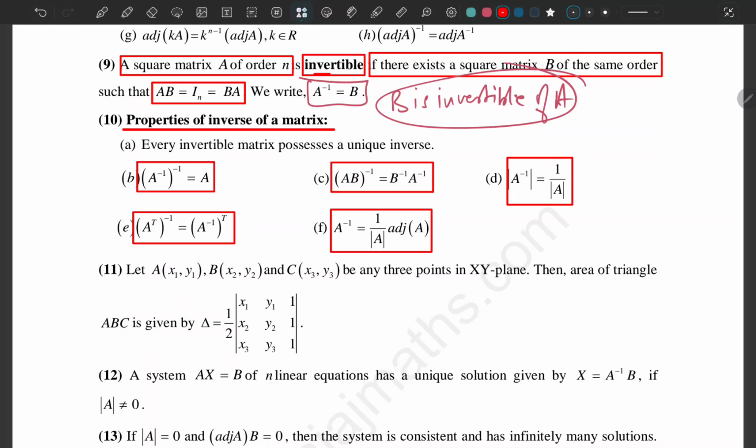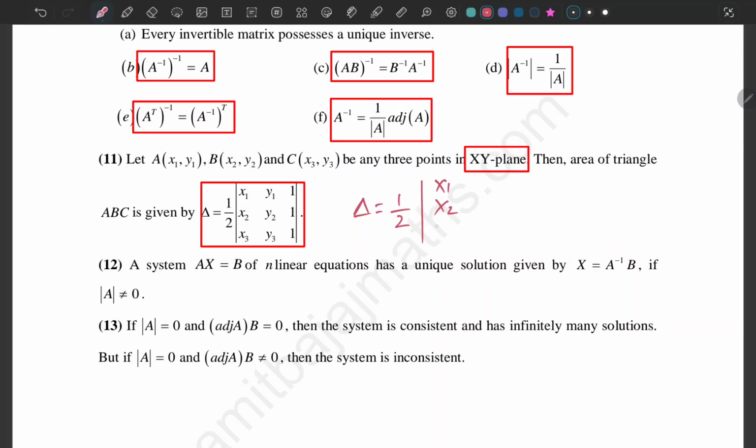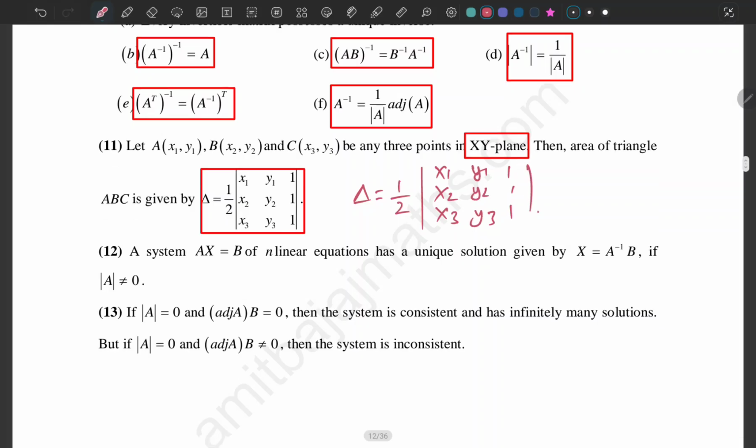That's it, right? And now area of a triangle in the given xy plane. So the area comes out to be 1 over 2 times the determinant of x1, x2, x3 as written over there, y1, y2, y3, 1, 1, 1. Yeah, that's it.